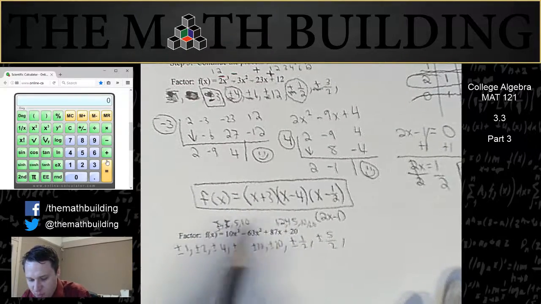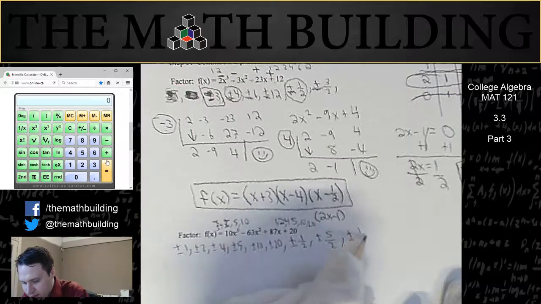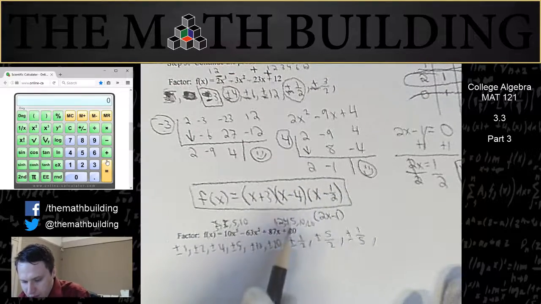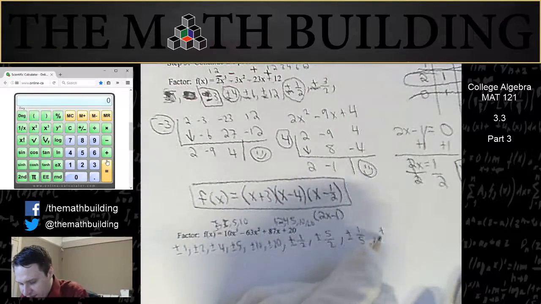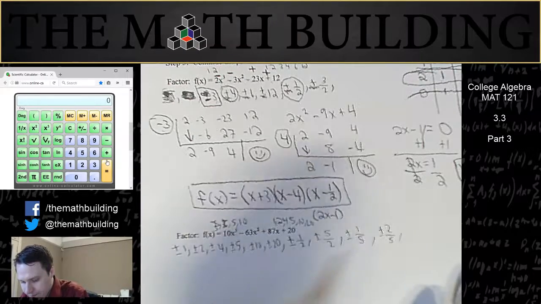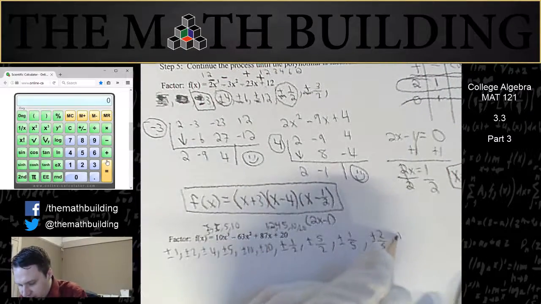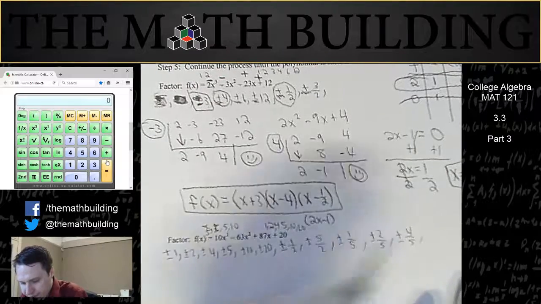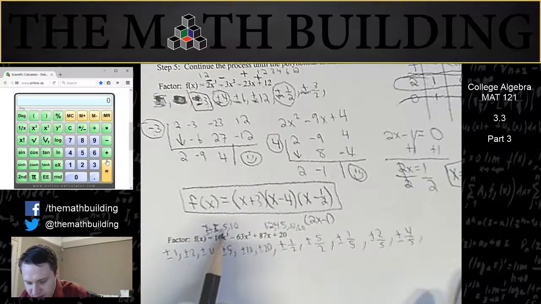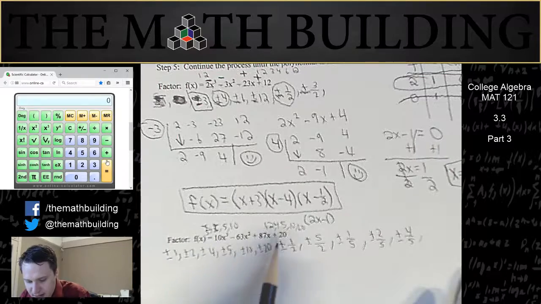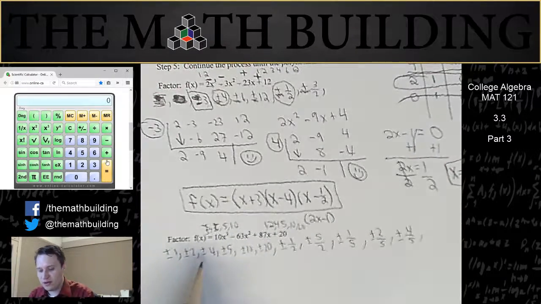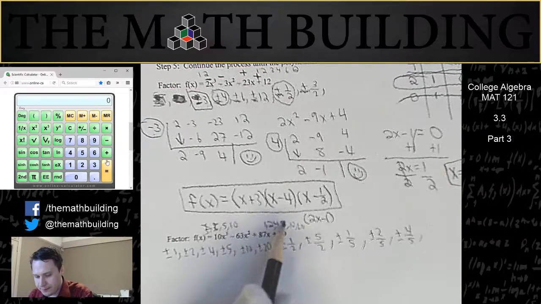Divided by 5. 1 divided by 5 is a fifth. 2 divided by 5 is 2/5. 4 divided by 5 is 4/5. 5 divided by 5 is 1, so that one's okay. 10 divided by 5 is 2. 20 divided by 5 is 4. So the rest of that's okay.